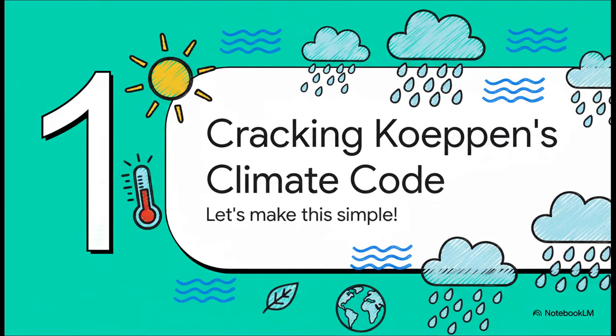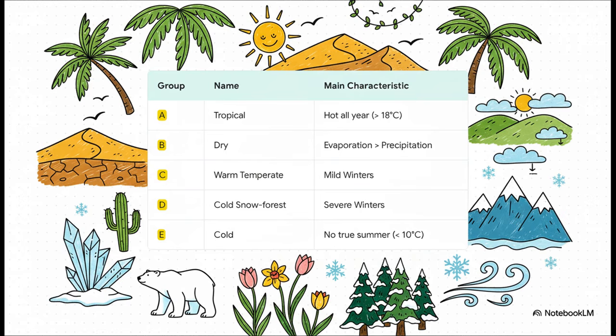Now, this entire system, which looks so complicated, is actually based on just two very simple things we feel every single day: temperature and precipitation. That's just a fancy word for rainfall. That's it, just two things. So, Koeppen created 5 main climate families, each with a big capital letter. Think of them like big families living in different parts of the world.